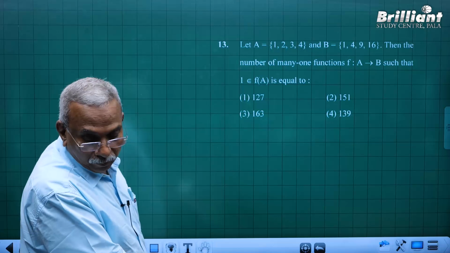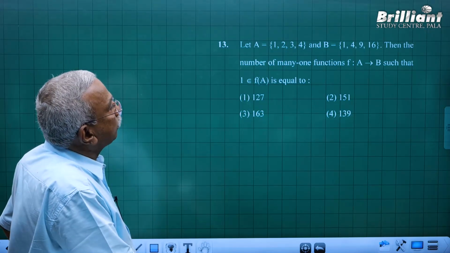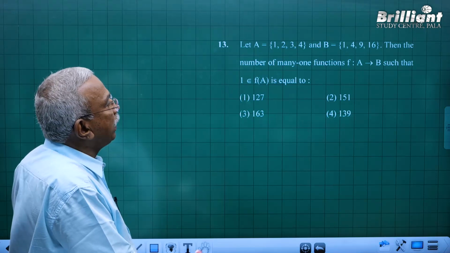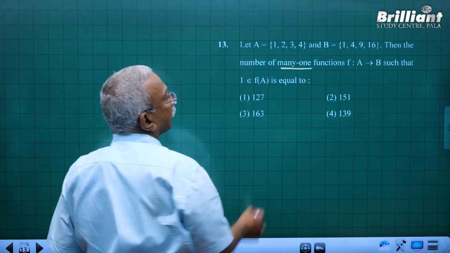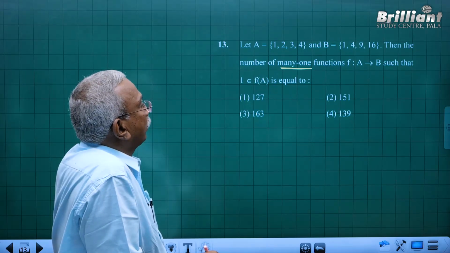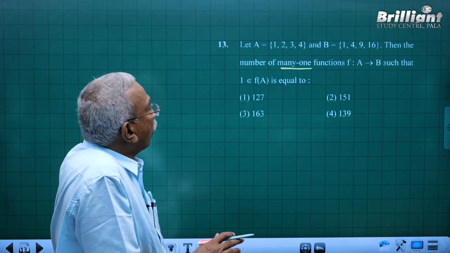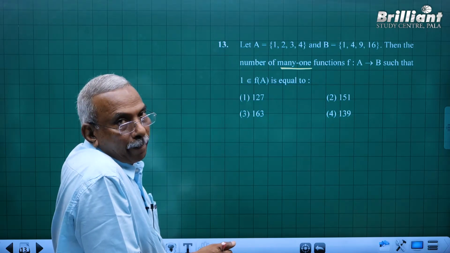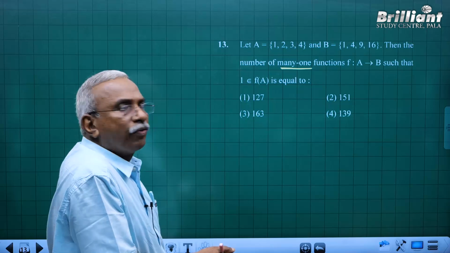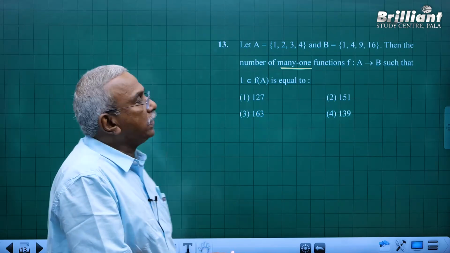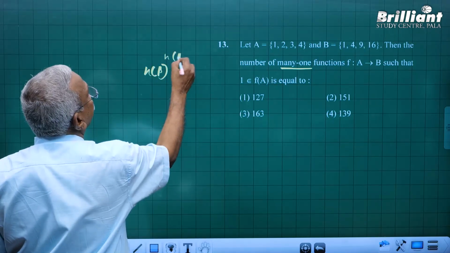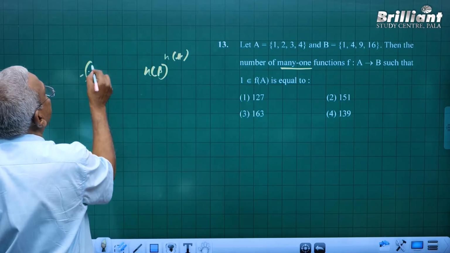Now question number 13. Let A be the set 1, 2, 3, 4 and B be 1, 4, 9, 16. Then the number of onto functions from A to B such that 1 belongs to f of A. It should guarantee that 1 is always in f of A. It's actually a confusing problem. First of all, how to find onto functions? You know, the number of functions is what? Number of B raised to number of A. This is actually functions from A to B.